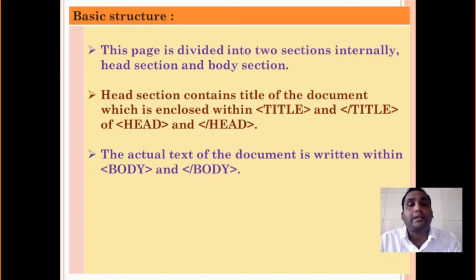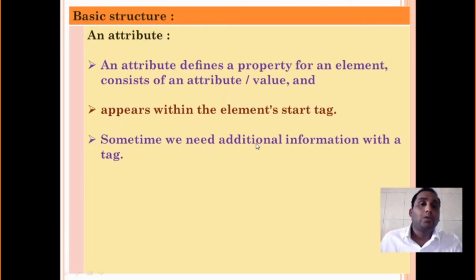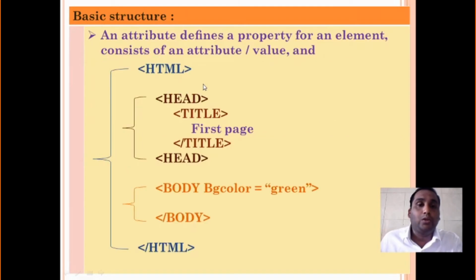The actual text of the document is written in the body. Actual text of the document is written where? It is written into the body section, into the body part. That means for all this we have the tags. What is an attribute? I'll tell you later. Let us understand this slide first.